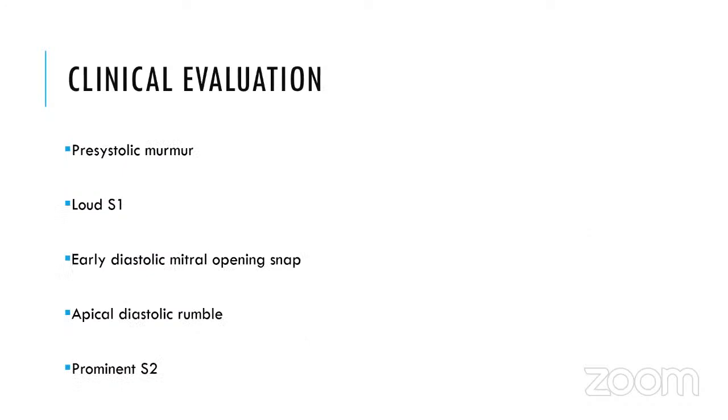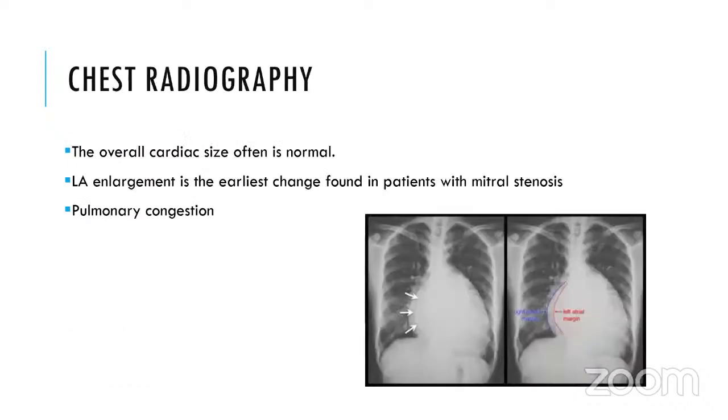And on physical examination, usually there is a presystolic murmur, a loud S1, an early diastolic mitral opening snap, which is heard at the apex, an apical diastolic rumble, and a prominent S2.